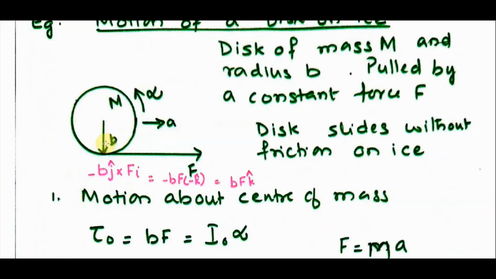Motion of this disk, when we consider the torque, is R cross F. Here R is, this is R. That will be equal to minus B because it is in the negative y direction. So minus B j, unit vector j, cross F i. F is in the x direction. So minus j cross F i. That is equal to minus B into F. j cross i is minus k. So this minus and minus will cancel. It will become B F k.